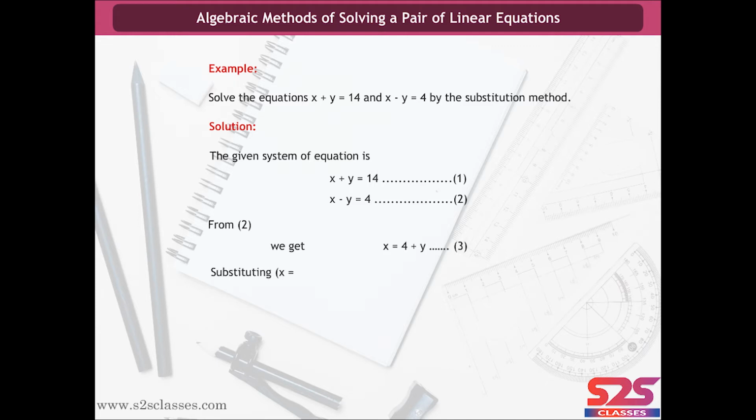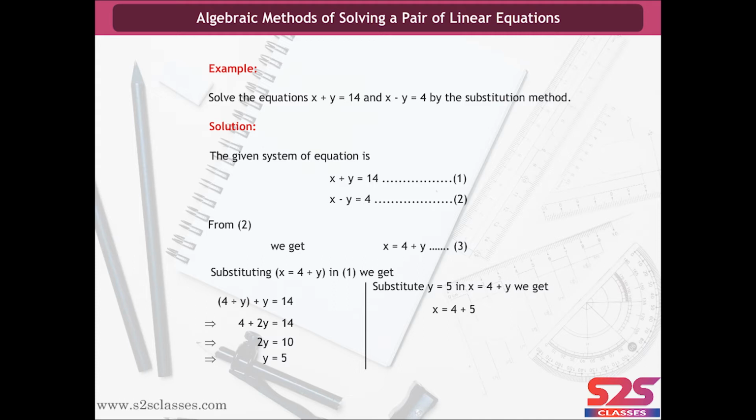Now, substituting x = 4 + y in equation 1, we get 4 + y + y = 14. It implies 4 + 2y = 14, or 2y = 10, or simply y = 5. Now substitute y = 5 in x = 4 + y, we get x = 4 + 5 = 9, or simply x = 9. Therefore the solution is x = 9 and y = 5.